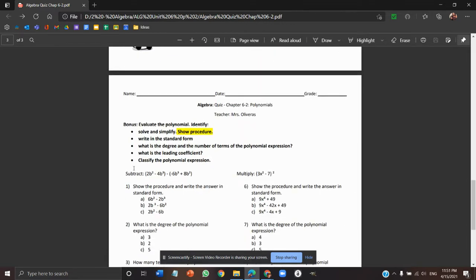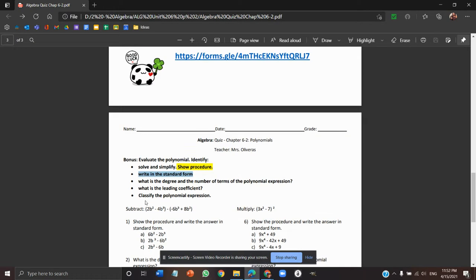In the last part, you have your bonus. And your bonus is a little bit long, but it's pretty easy because it's everything that we have done before. It says evaluate the polynomial and identify. You're going to solve and simplify, and for that you must show your procedure. You must subtract or you must multiply. Once you have solved and simplified, you're going to write the standard form. You're going to answer all the questions.